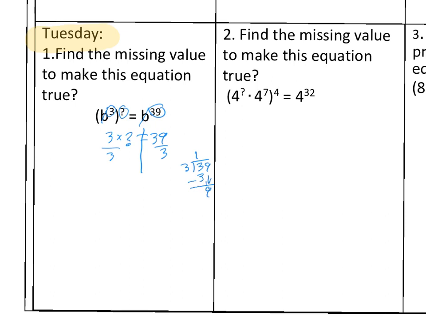Now ask yourself, how many times does 3 go into that 9? 3 goes into 3 1 time, 3 goes into 6 2 times, 3 goes into 9 3 times. So 3 times 3 would give you 9, and that 3 goes on top. Therefore, the missing value of 39 divided by 3 is 13.